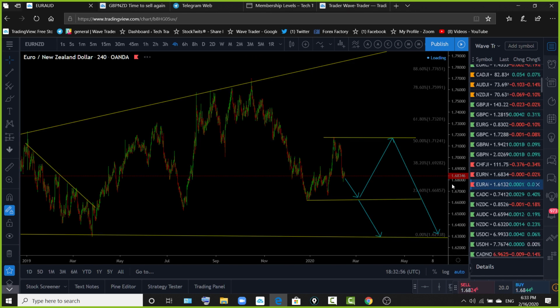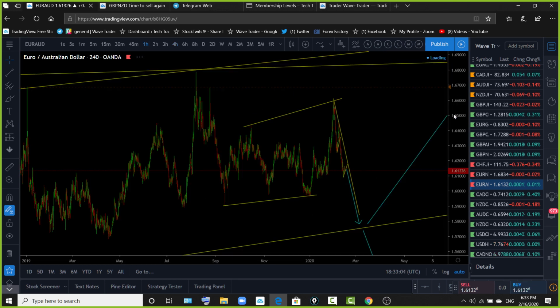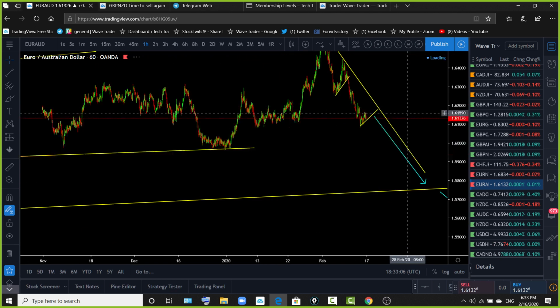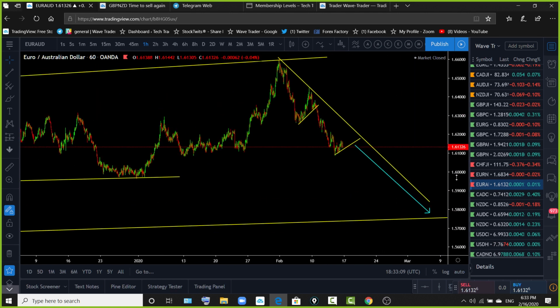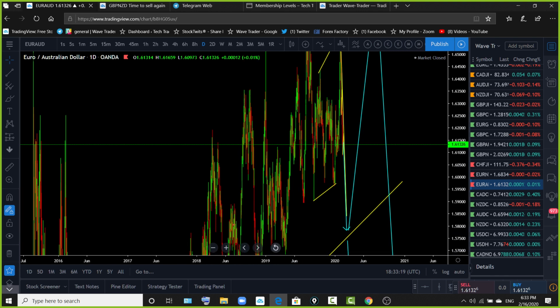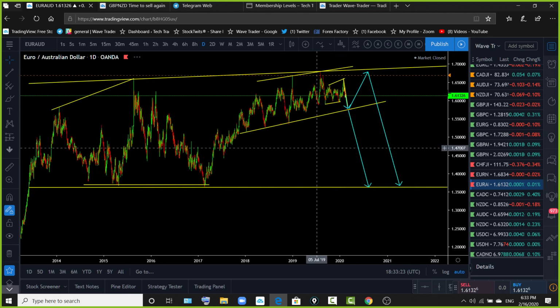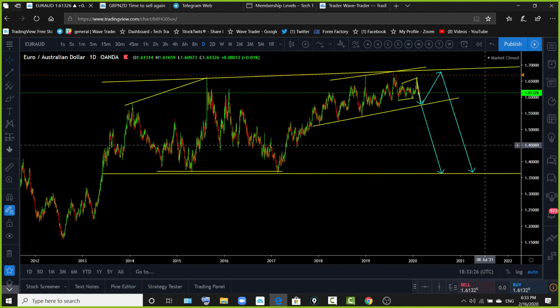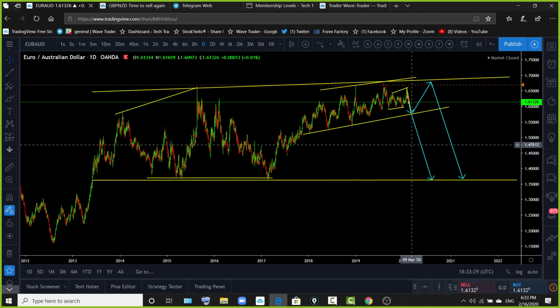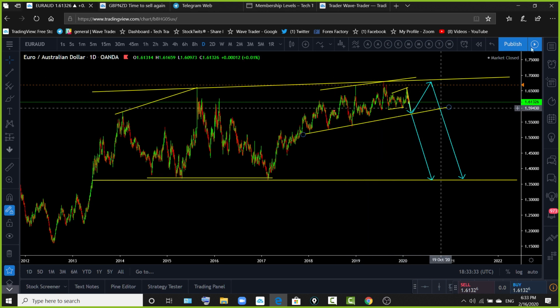Euro Australian dollar chart you guys have just seen at the start: correction and then continuation for more downside. So that correction to form and continue to go more lower. On this bigger time frame, a longer term reversal. Last week we had that chart. In the previous weekly market outlook, we had that chart. So longer term reversal.